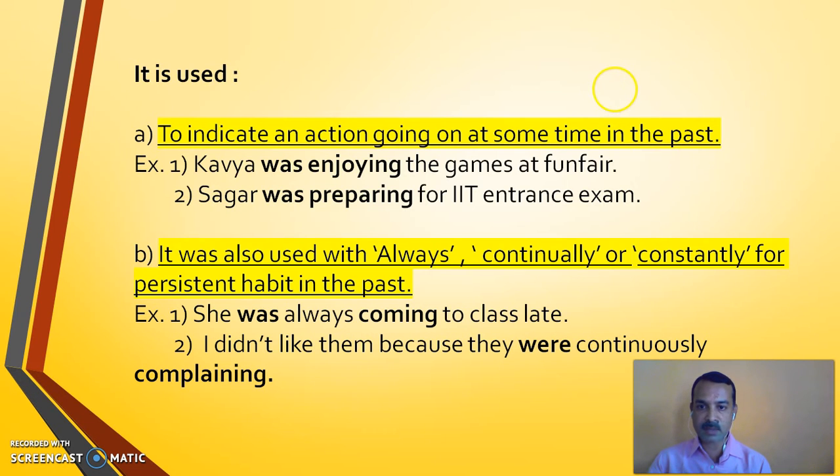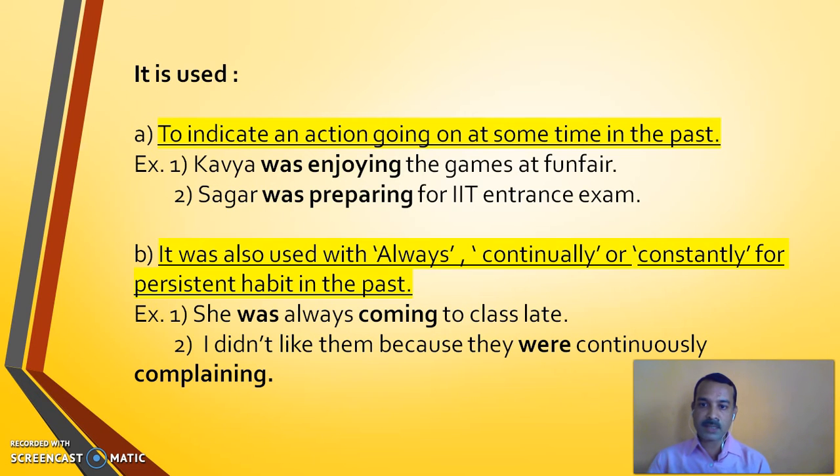Here in this example, it is important to look at the form of the verb. Here two verbs are there. The main verb being enjoying. Enjoy, ing, enjoying. Kavya was enjoying, because Kavya is a singular third person name, so we have used here was, and it is in the past tense. So we have written it like this, Kavya was enjoying the games at fun fair.